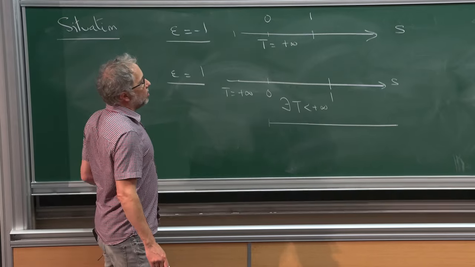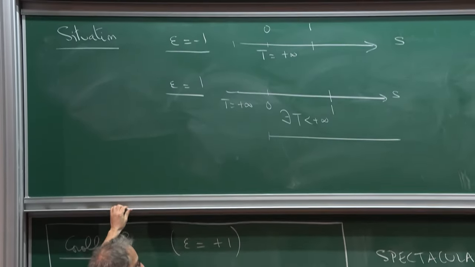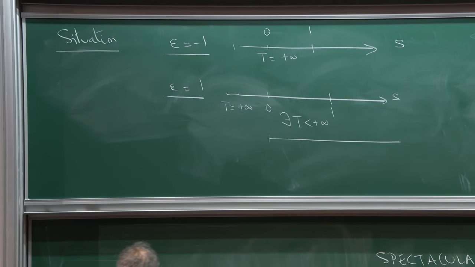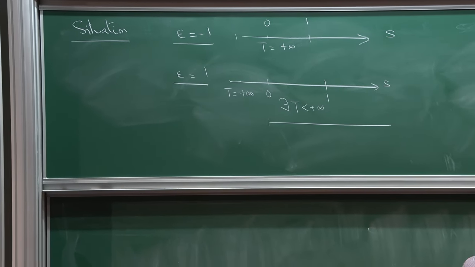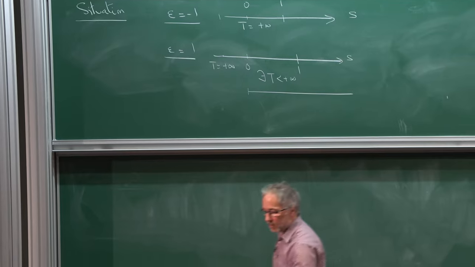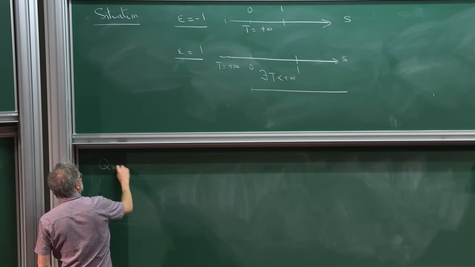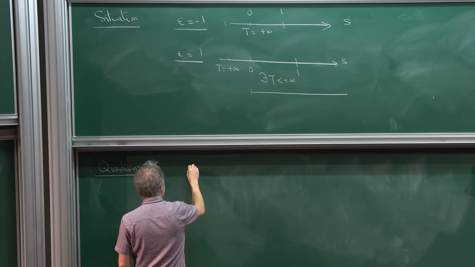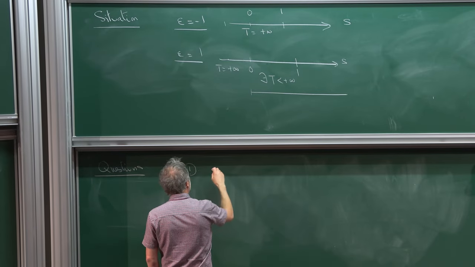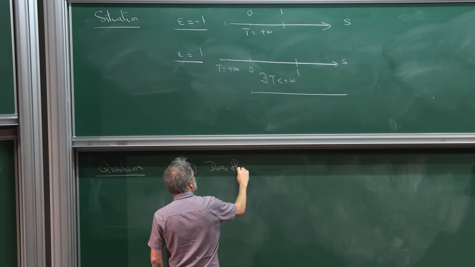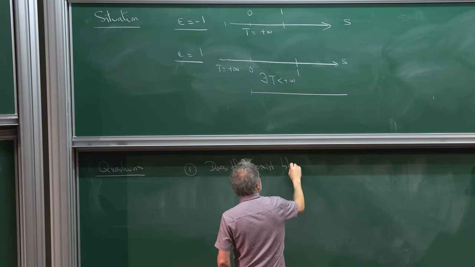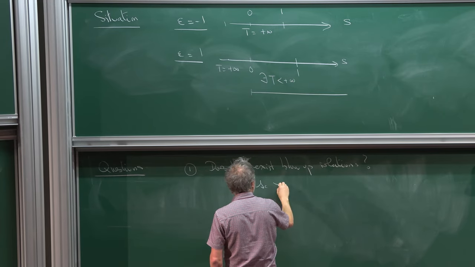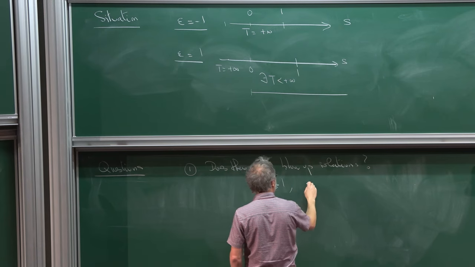Okay, so really there are two questions. These are the two questions that I will discuss during this lecture. So question one: does there exist a blow-up solution? In particular, in the regime S bigger than one and epsilon is minus one.